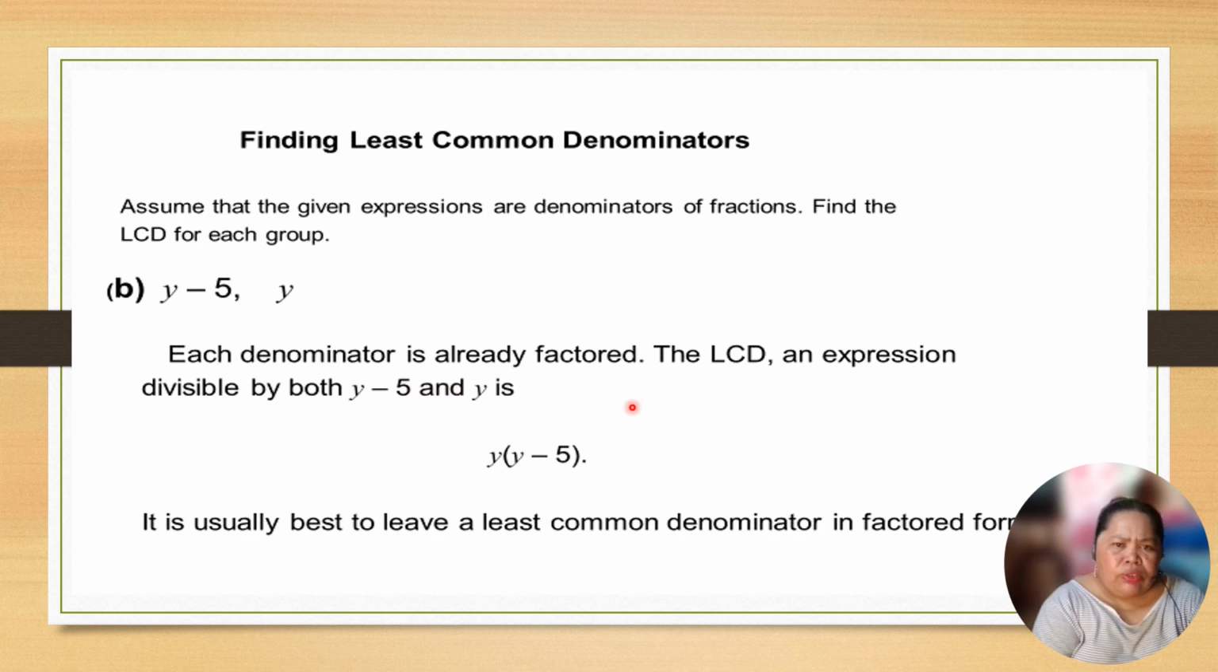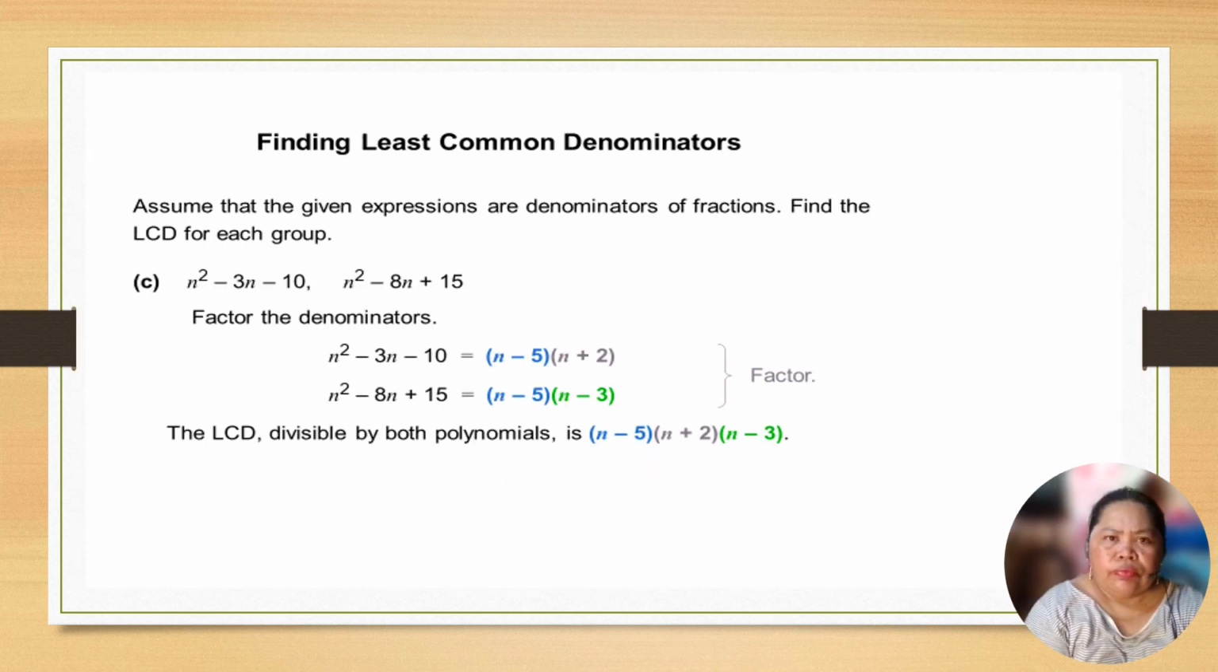Its denominator is already factored, and the LCD expression is divisible by both y minus 5 and y. So that's why we just get this as our LCD. It is usually best to leave a least common denominator in factored form.